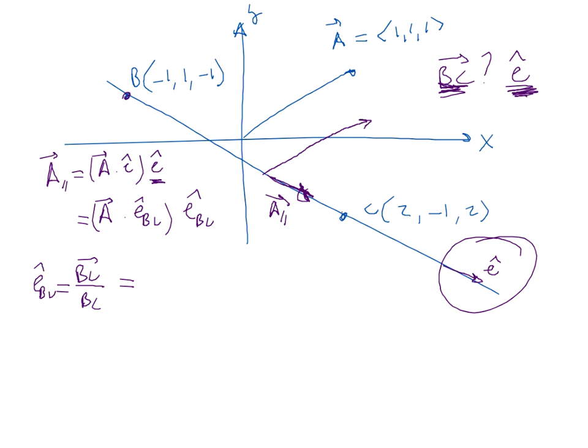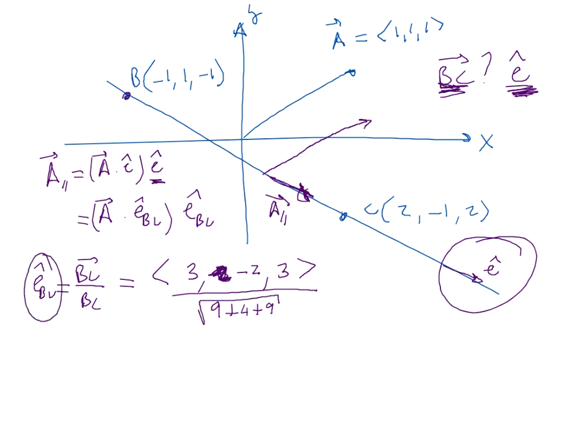Hence, position vector will give us 2 minus 1, that's 3. Minus 1, minus 1, 0. Oops, minus 2. And then 2 minus minus 1 is 3. That's position vector BC, right? Divided by its own magnitude, 9 plus 4 plus 9. That's my EBC. This is the unit vector that I will use right here and right here.